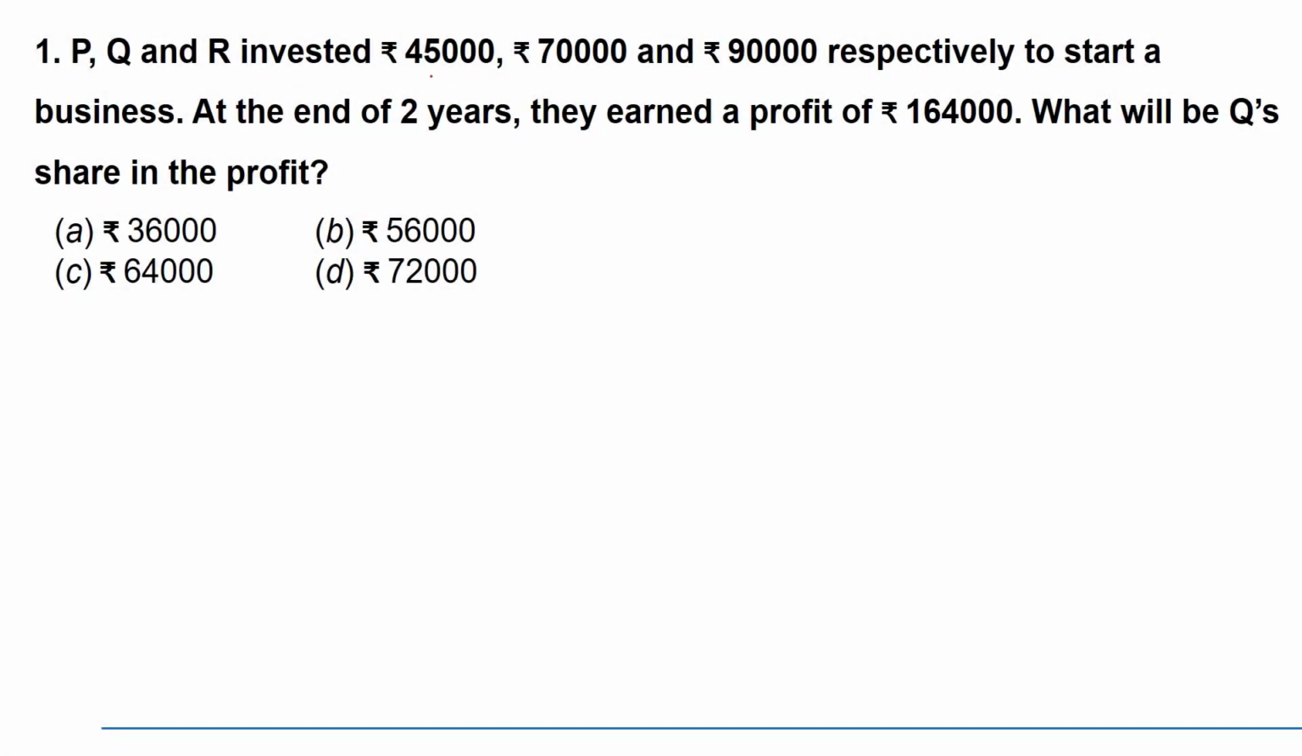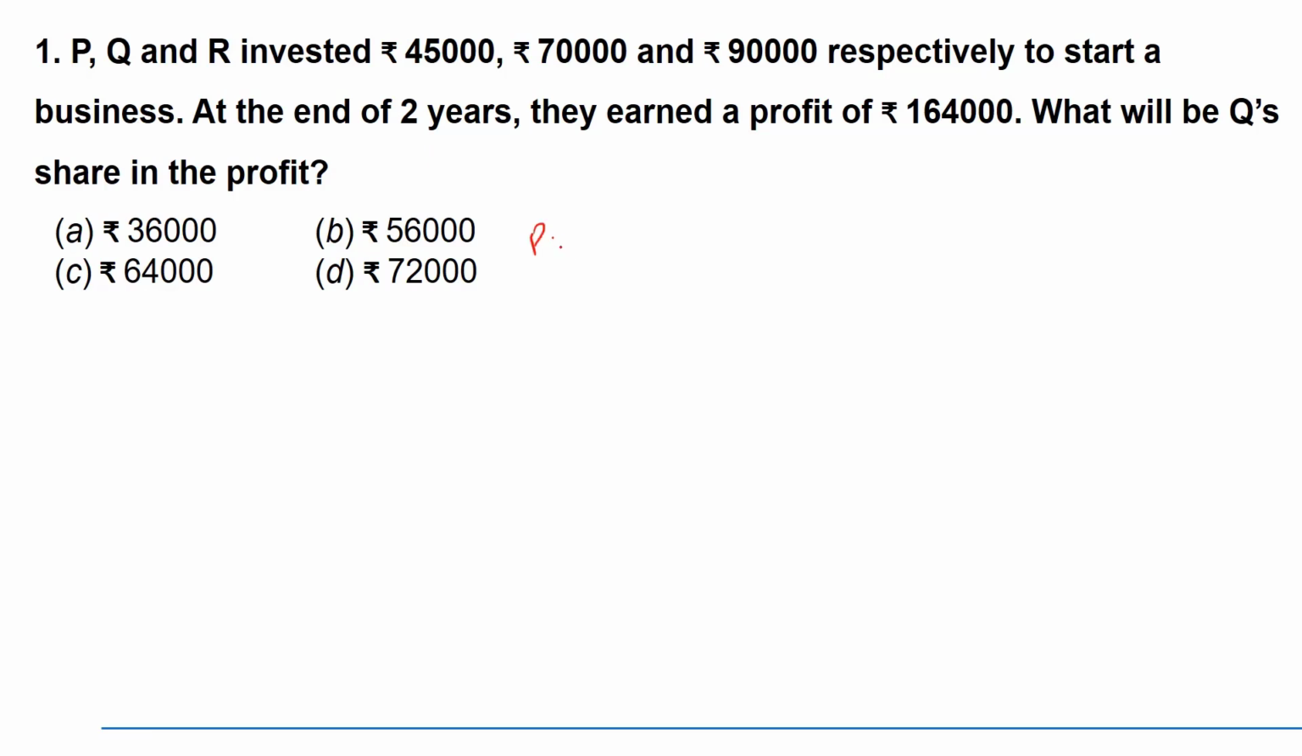P, Q and R invested rupees 45,000, rupees 70,000 and rupees 90,000 respectively to start a business. At the end of 2 years, they earned a profit of 1,64,000. What will be Q's share in the profit? Okay. So here all have invested for the same period of time. There is no variation in the time period of investment.